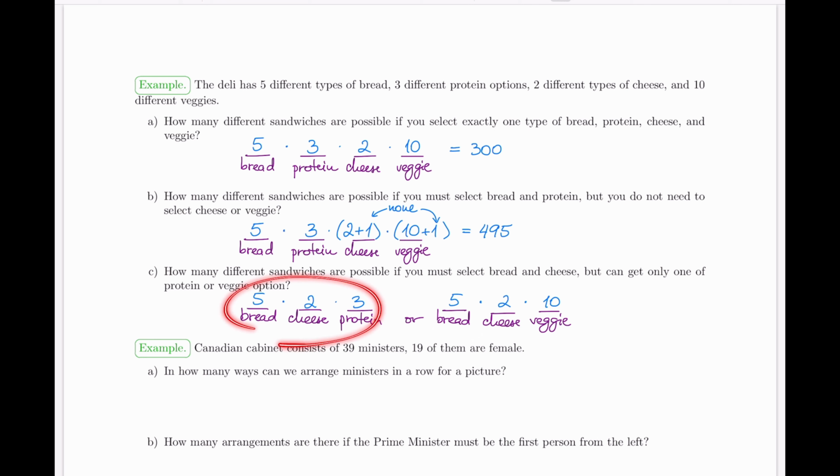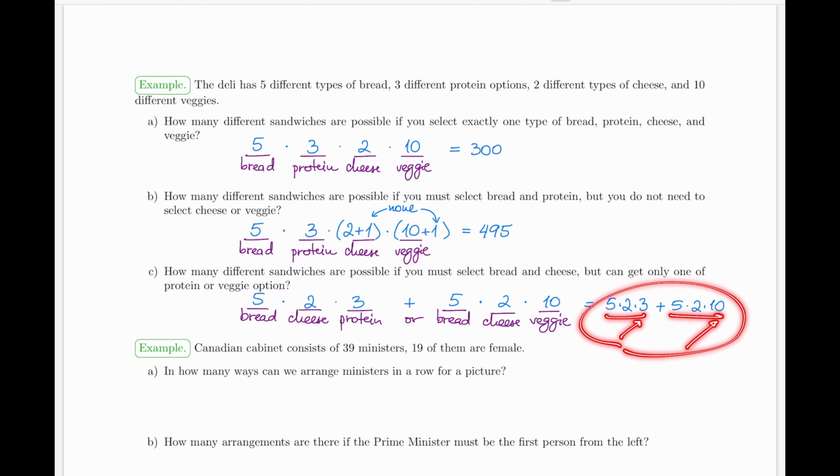But these cannot occur simultaneously. I can only get one of these. They're connected by an or. So altogether, here, I'm going to have a plus. So my final answer will be 5 times 2 times 3 plus 5 times 2 times 10. Okay? Each part indicates what will happen if I go with either protein or veggie, and the overall answer represents going with one or the other, but not both.